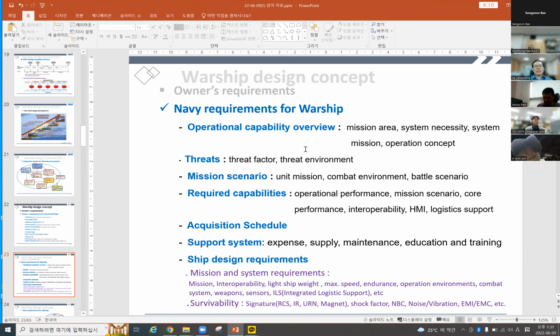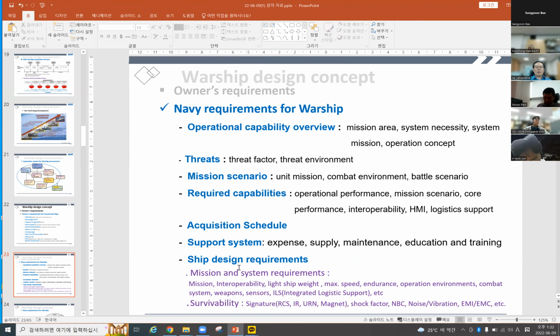So there is operational capability review, mission area, system necessity, and system mission operation concept. And the threat: what is the threat factor? And threat environment, and mission scenario. And the unit mission, combat environment, and battle scenario. And required capability: operation performance, mission scenario, core performance, interoperability, human and machine interface, logistic support, and so on. And acquisition schedule, support system, and ship design requirement. This is needed by the ship designer.